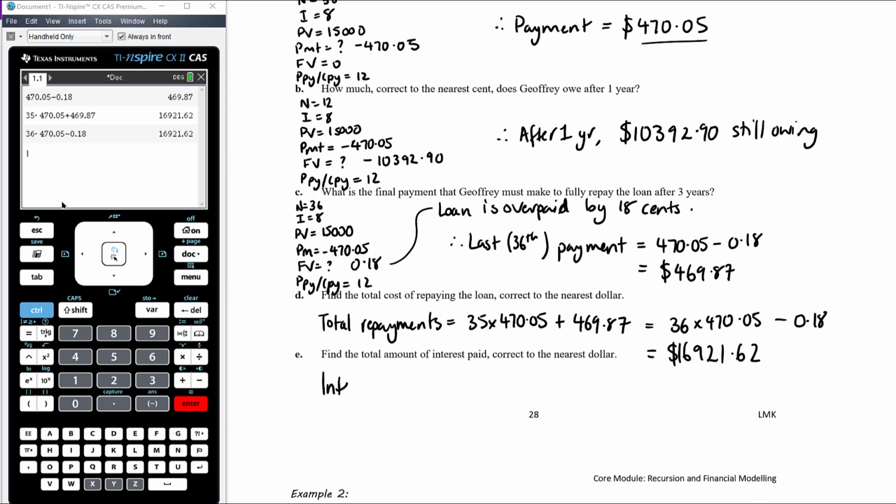Okay, so the interest is going to be your total payments, which was $16,921.62, minus the amount that was borrowed, which was $15,000.